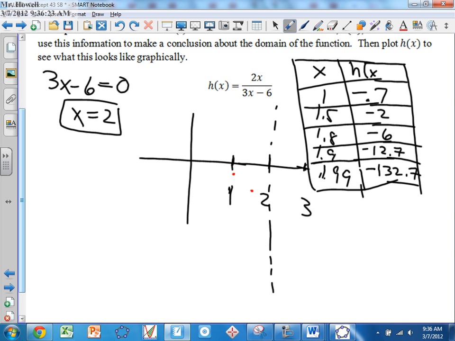According to my calculations, why did it go so far? Oops. It's not very synchronized, right? Remember, you can't touch the axis, right? You can't touch the asymptote.